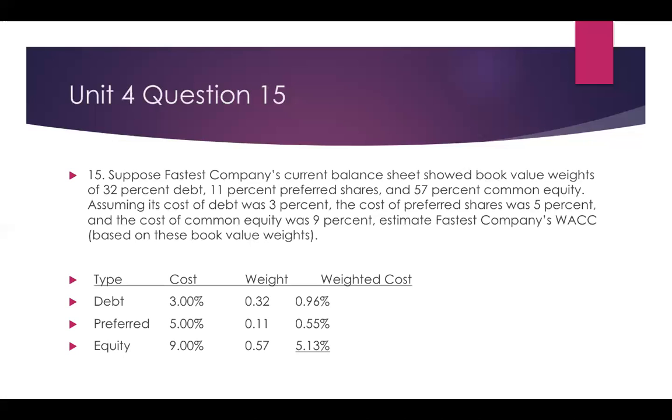All you'll need to do from there is take all three of those weighted costs, add them together, and you get 6.64% WACC. Once again, the very next problem, question 16 that you'll be submitting in, is very, very similar to this. So you should have no problem with getting that taken care of.